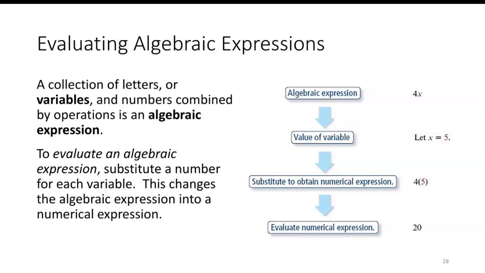A collection of letters, or variables, and numbers combined by operations is called an algebraic expression. To evaluate an algebraic expression, you substitute a number for each variable. This changes the algebraic expression into a numeric expression. So for example, if I have 4 times x and I let x equal 5, that becomes 4 times 5, which is 20.